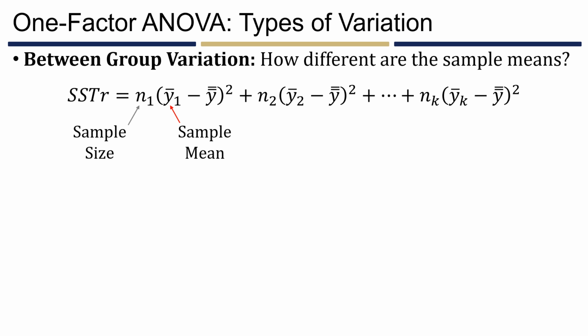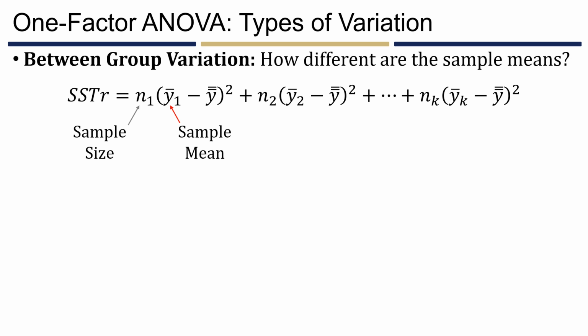Recall that the between group variation is looking to measure how different the sample means are. Between group variation is denoted by SSTR, for sums of squares due to the treatment, and it's calculated by taking the sample size for each group and multiplying it by the squared difference between each group's sample mean and the grand mean, y double bar.